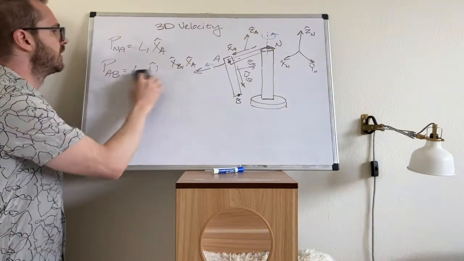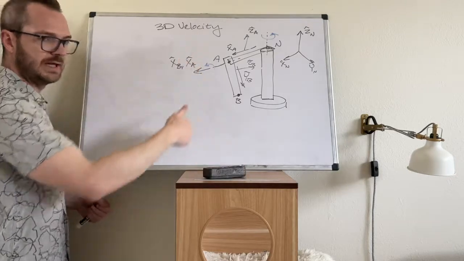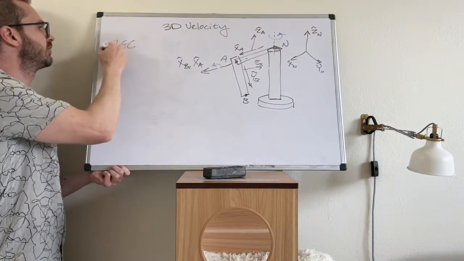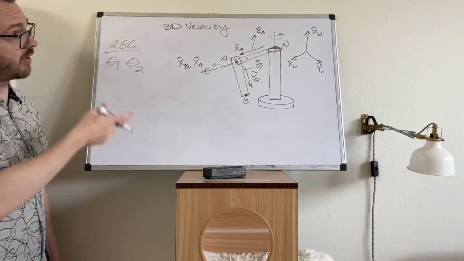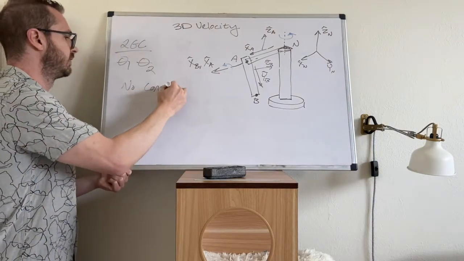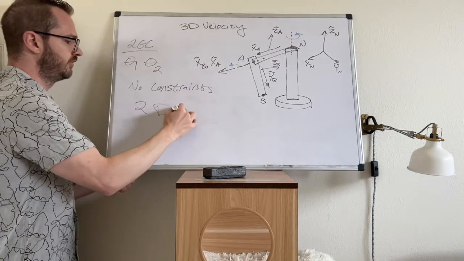Next, let's talk about the generalized coordinates. There are no lengths changing here. There were two generalized coordinates, theta 1 and theta 2. Now, there are no constraints on this problem, and there are 2 degrees of freedom.